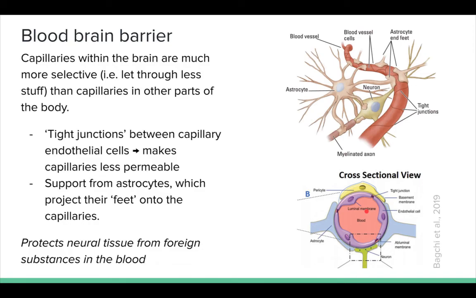You'll hear about the blood-brain barrier in medical contexts, and it's an important thing that the astrocytes help form.